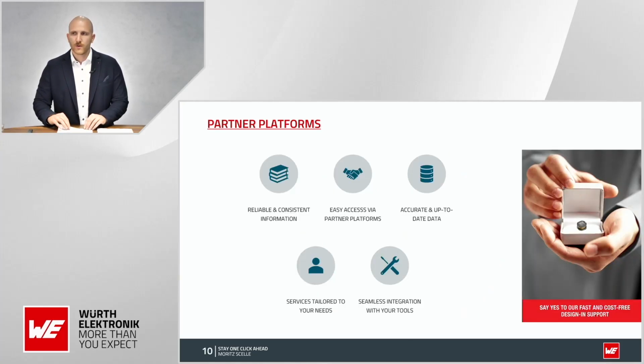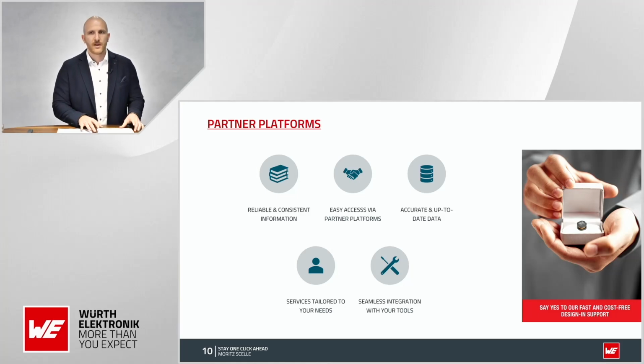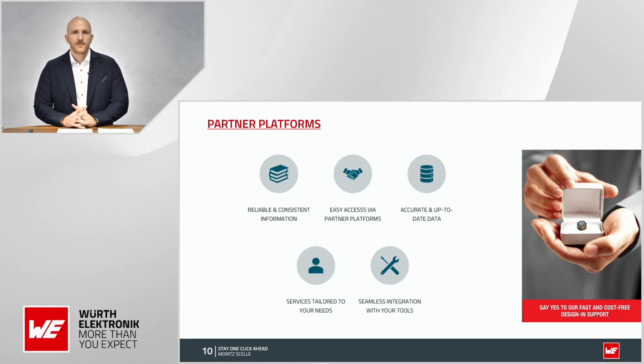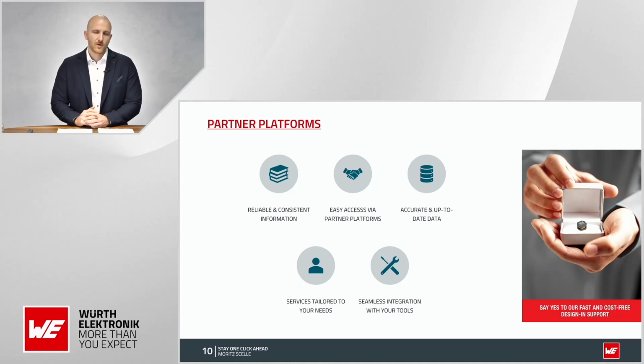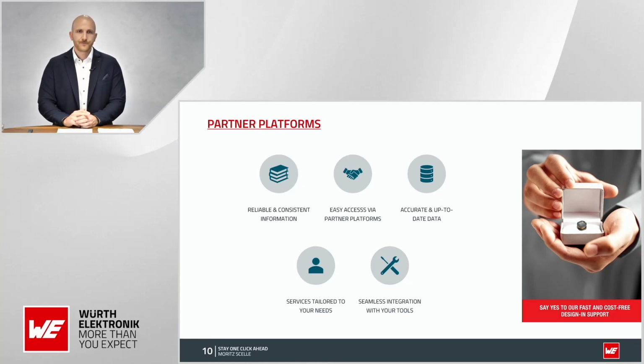What's in it for you, what's in it for us: as already mentioned, when we are cooperating with the partner platforms, our main target is to provide you reliable and consistent information. So there is no difference if you use our online catalog or Red Expert. You can also use our partner platforms. There is no difference in the data quality. It's an easy access for you because Altium, for example, is something you are already using in your daily life, and you don't need to change any behavior. So you can just still use Altium, and you can still rely on the data which is shown and downloadable for you.